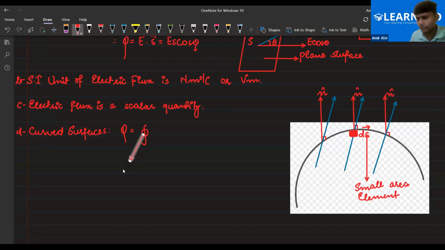Clear? Closed surface. Okay, so this is denoted for the closed surface, and this would be E dot dS. Okay, I hope it's clear to you now. Any doubt? No doubt, sir. Okay, so let's do one question.